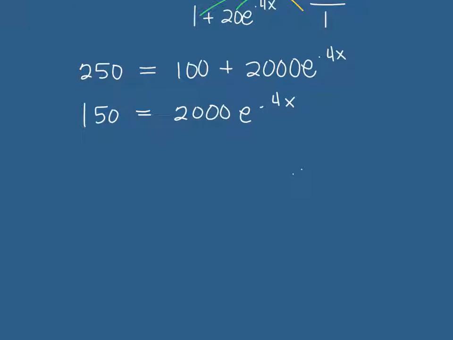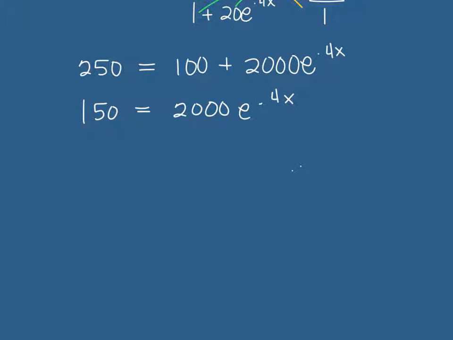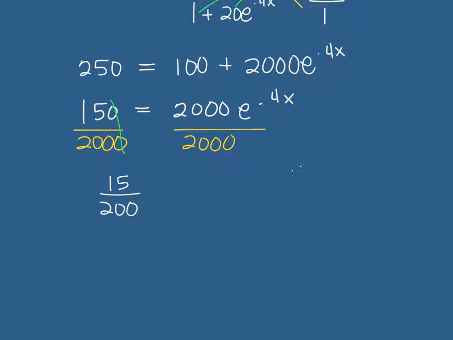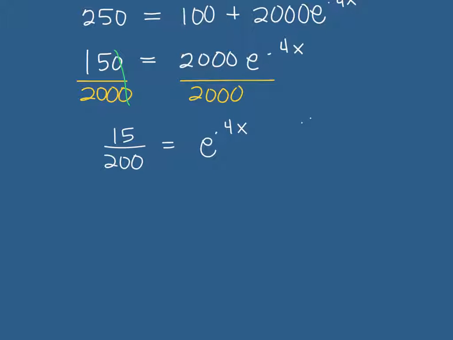I can divide. Okay, I can divide because 2,000 is multiplied by e to the 0.4x, so I can use division. Without a calculator, the best I can do is reduce a set of zeros, leaving me with 15 over 200. I could probably reduce that again with 5, but, all right, and that got rid of the 2,000. I really just wanted to get rid of the 2,000 on the other side. Okay, Hayden, next. Next legal move. Okay, tell me what you want to get rid of.